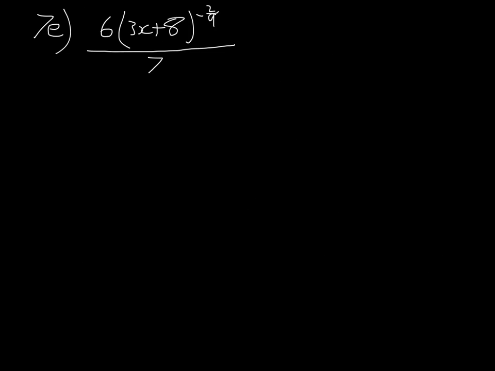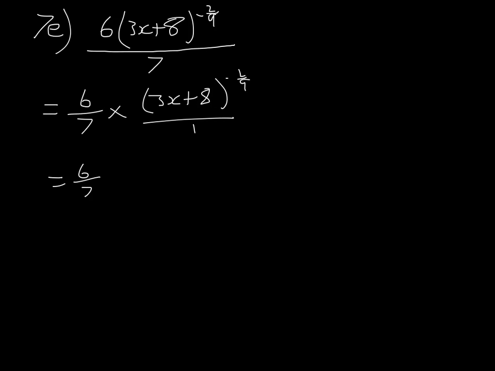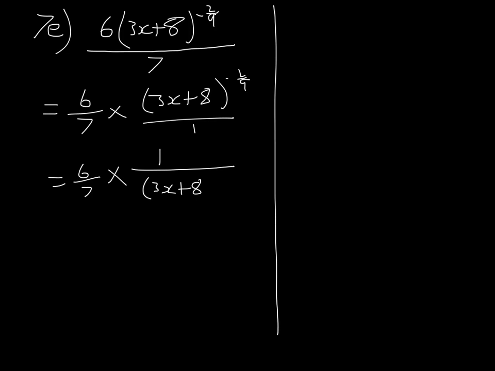Okay, for this one, the first thing I'm going to do is pull the fraction out the front and say it's times 3x plus 8 to the minus 2 over 9 over 1, and then I'll rewrite that as 6 over 7 times 1 over 3x plus 8 to the 2 over 9.